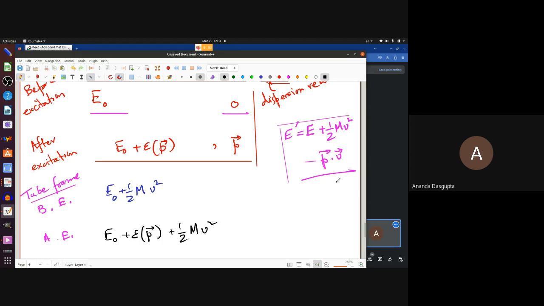And what about this term? Note that after excitation, momentum is not zero in the fluid phase. So this term will be there. So what will that be? Come on. Momentum is P. What is the velocity V? Is it V or minus V?